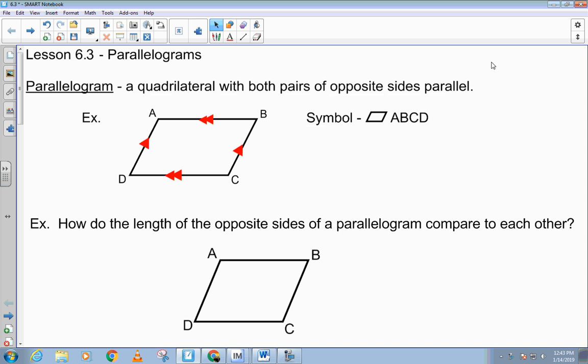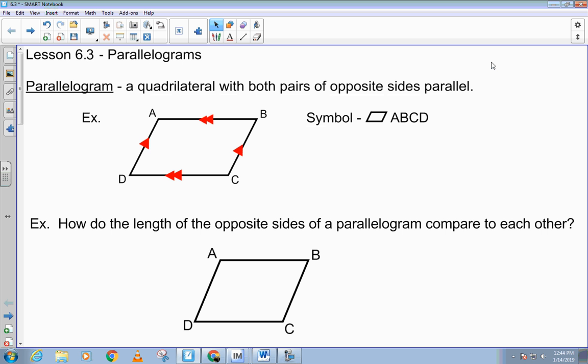So first of all, you need to understand the definition of a parallelogram. It is a quadrilateral with both pairs of opposite sides parallel. So you've got this pair of opposite sides, AB and CD, parallel, and then BC and AD are parallel. So both pairs of opposite sides are parallel, which is different than a trapezoid because the trapezoid only had one pair, and a kite had no pairs. So that's why it's its own unique shape.